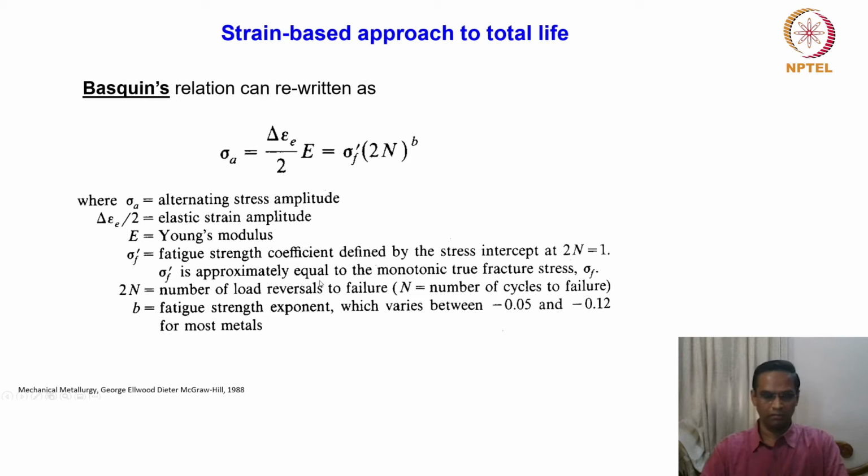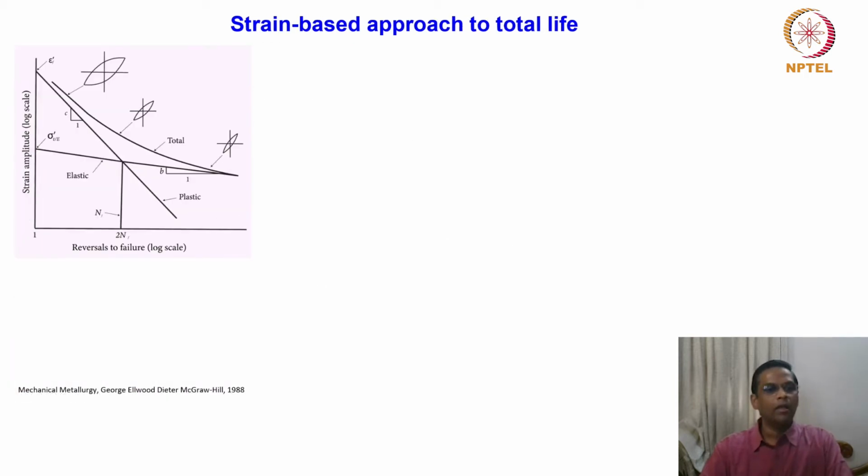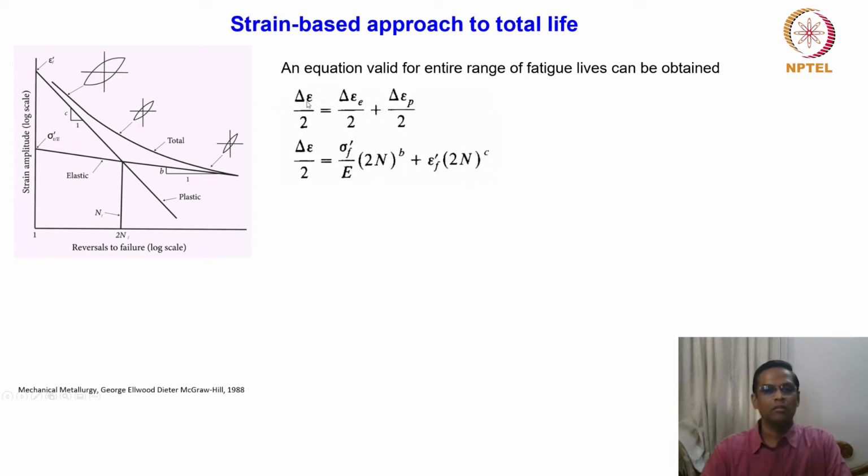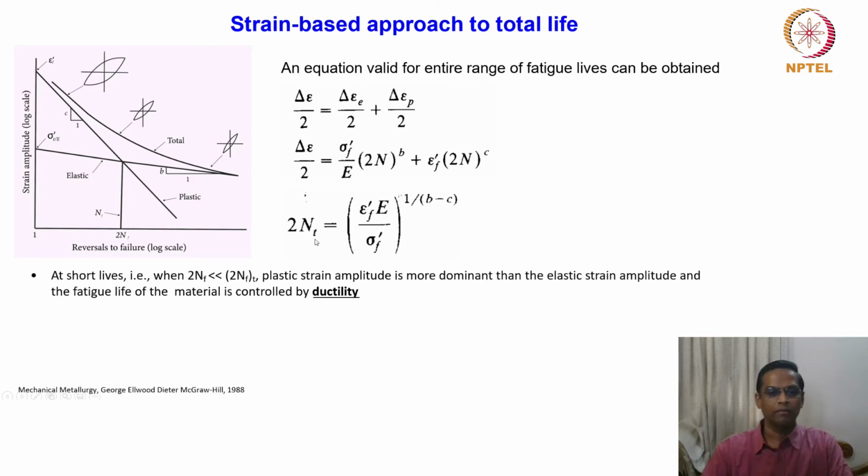We will see how it looks if we put them together. So this is what is shown here. An equation valid for the entire range of fatigue lives can be obtained by this kind of equation. So one is strain based, another is stress based. So Δε/2 is equal to Δεe/2 plus Δεp/2. If you substitute from the Basquin and Coffin-Manson relations, you get this equation, and then you have a common expression for Nf, which is the total life. And this plot very nicely illustrates the Coffin-Manson plot versus the Basquin plot. This is a combined curve. You can see that.